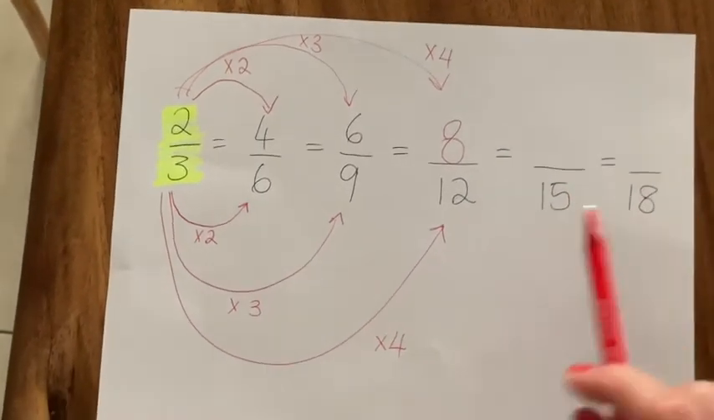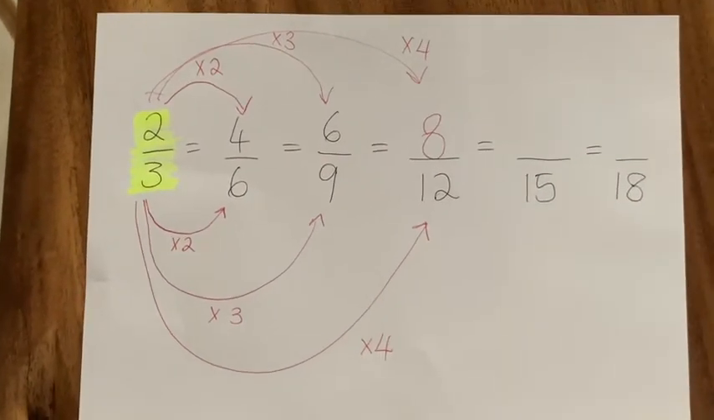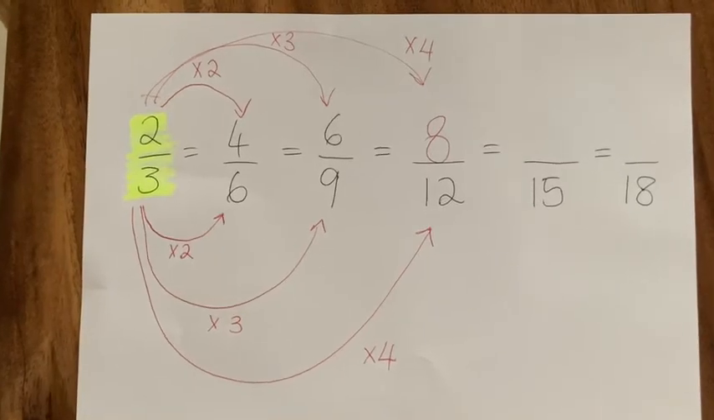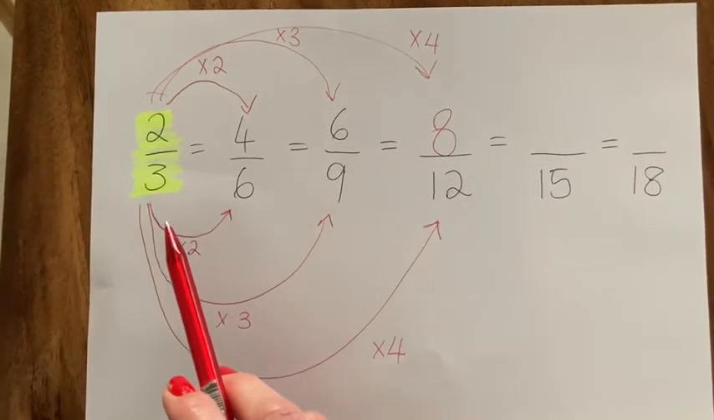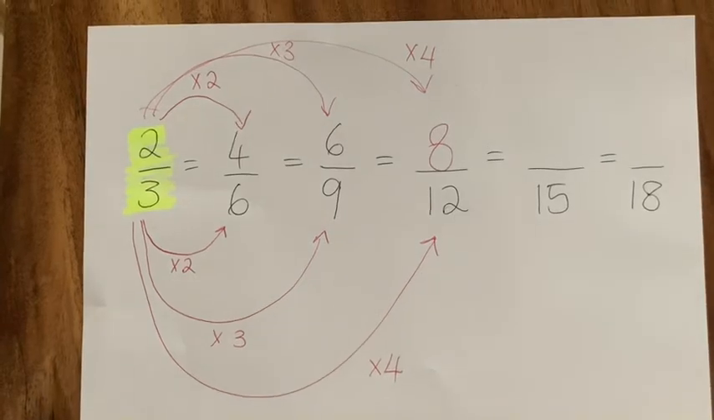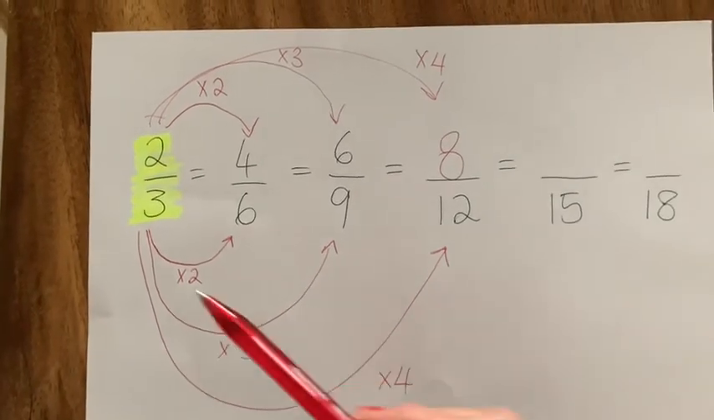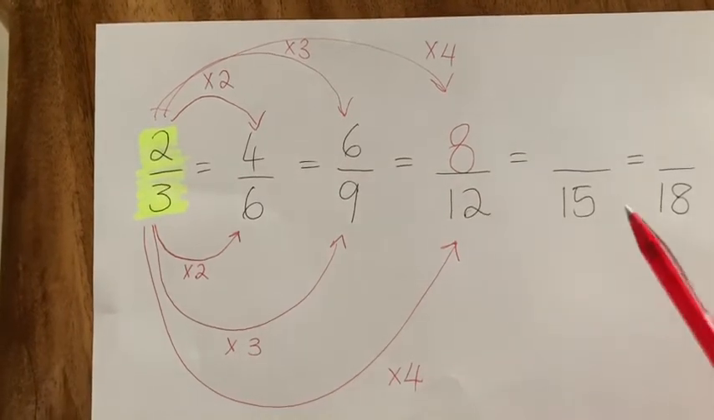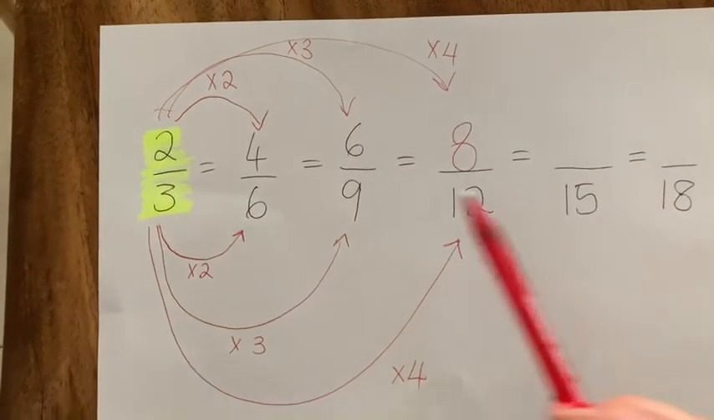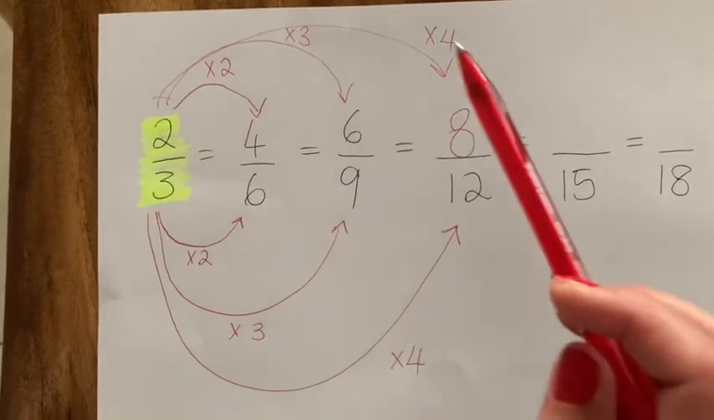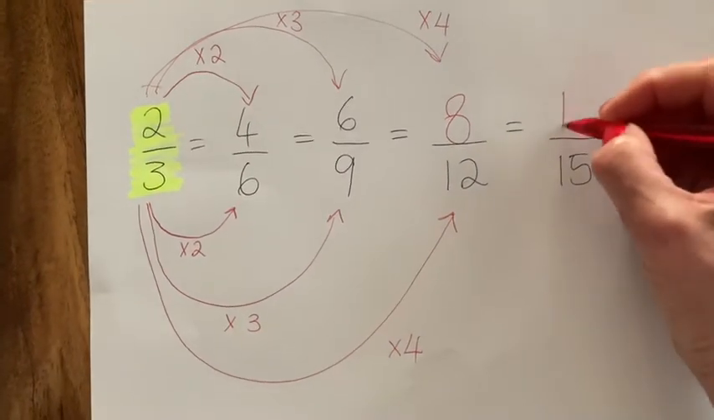Now for the last two, we're not even going to do the bunny hops because we're just going to work it out in our heads. What do we multiply 3 by to get 15? Yes, 5. So if we've gone 3 times 5 is 15, then we've got to do the top. 2 times 5 is 10.